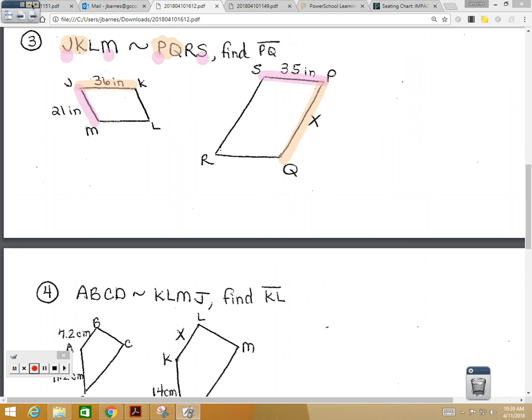So we need to make sure that one of the shapes goes on top in our numerator and the other shape goes on the bottom. I always just make the first shape go on top and the second shape go on bottom. That's just the way that I do it. It's not like it's the right way or the wrong way, okay?